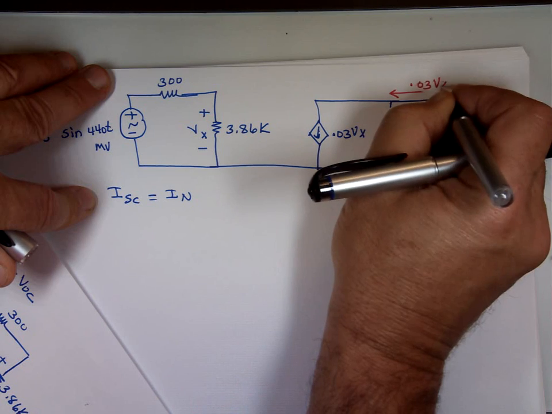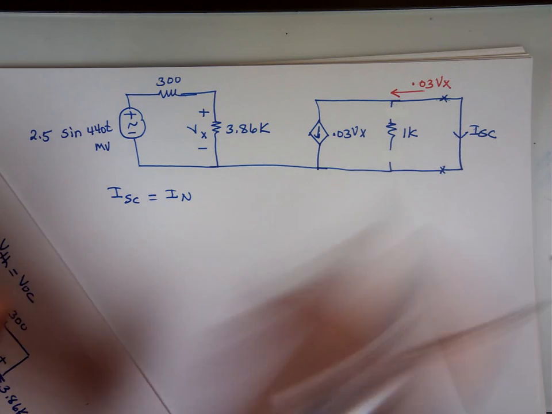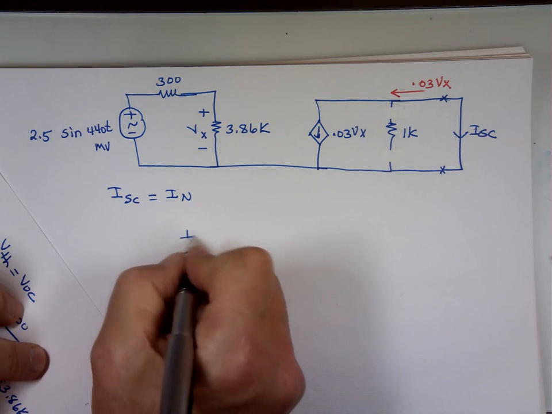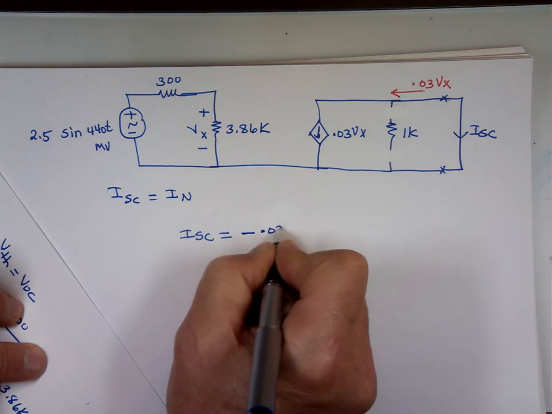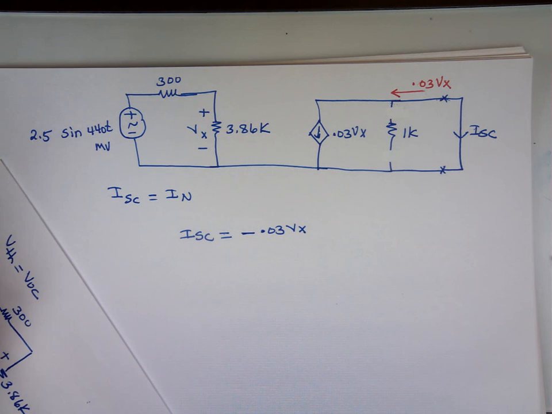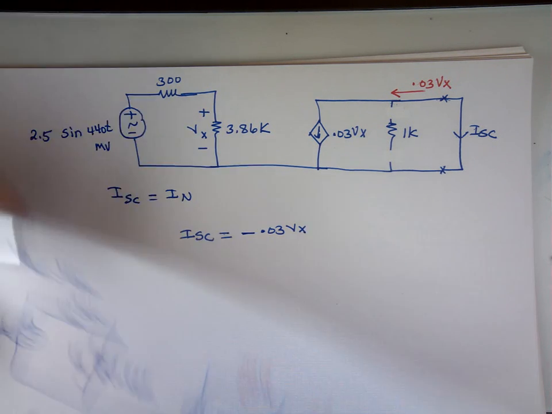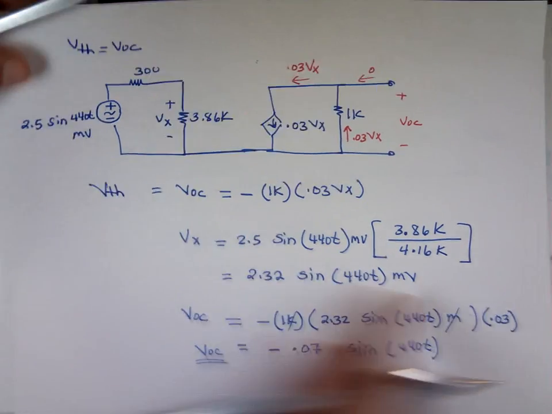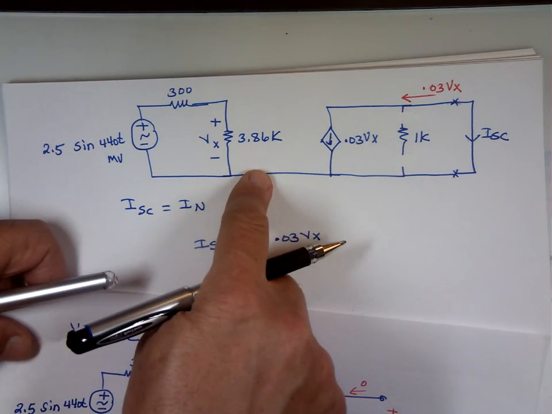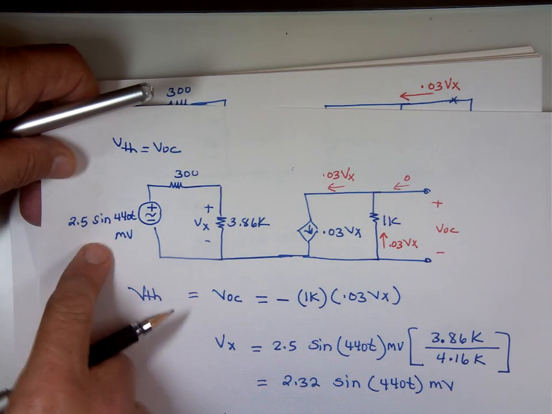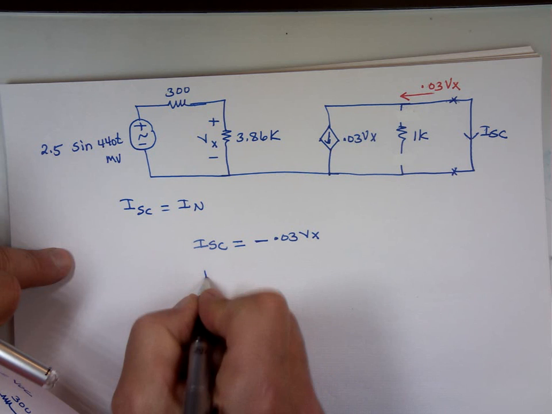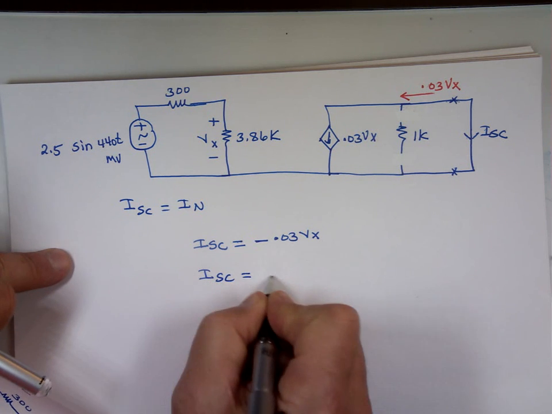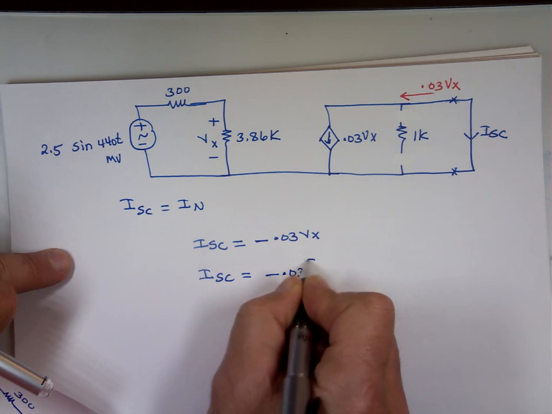That's the opposite to I short circuit. So I short circuit equals negative 0.03 Vx. The good news, I already found Vx from the previous one. That didn't change. That circuit on the left did not change. Still the same three values. So I can steal that number from here and plug it in. So what's my I short circuit? Negative 0.03 times Vx. What was Vx? 2.32.